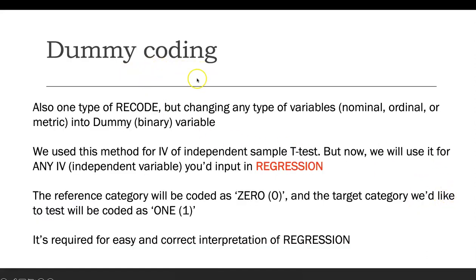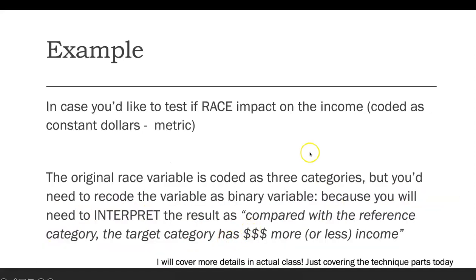Alright, the dummy coding is as well one type of recode, changing the type of variables. The dummy is the binary variable. So we will use this method for the independent variable in the independent sample t-test, and any independent variable you will need to put in regression, we will cover later. The reference category will be coded as 0. The target category will be coded as 1. So it's required for easy, correct interpretation.